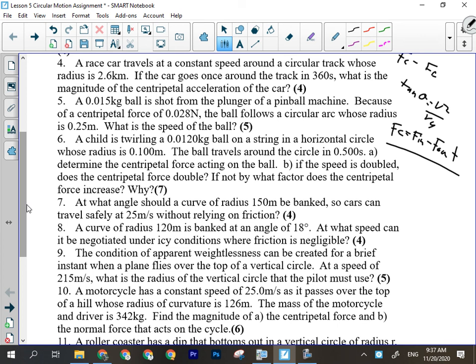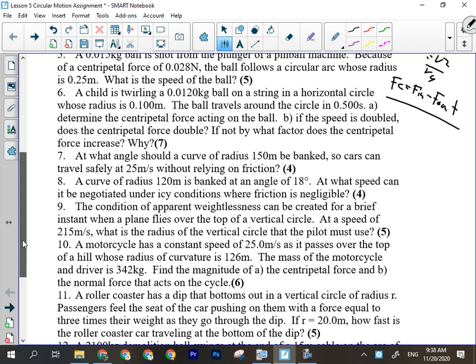Child is twirling a ball in a horizontal circle, so kind of like what I was doing with the tape that day in class. But it does ask you to explain something. If the speed is doubled, does the centripetal force double? If not, by what factor does it increase and why? You may or may not have to do the math to prove that. It's up to you, because you may know what it is already, and you can just explain it.